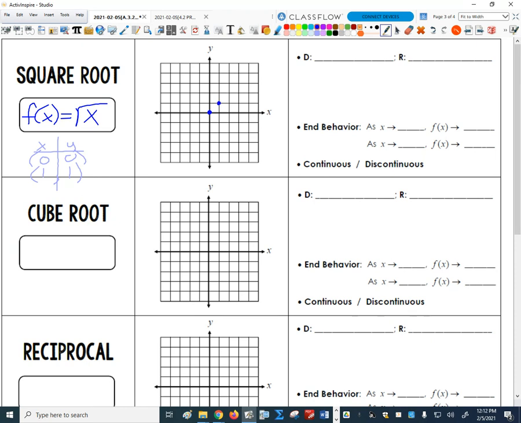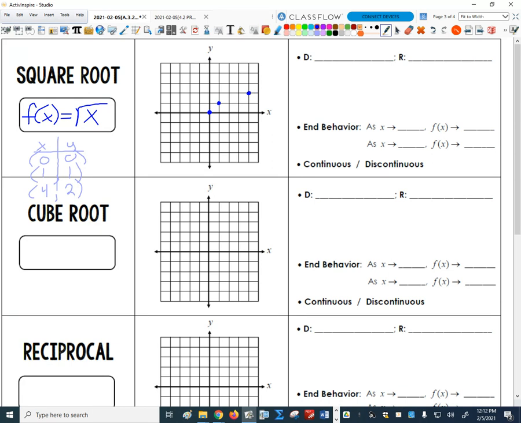Well, what's another convenient value to input? Square root of 2 is some weird decimal. What's another convenient? 4. Yeah, good. What if I input a 4? If I input a 4 into my function, what's the square root of 4? Okay, good. So we're getting 2. So I've got another point over here at 4, 2.